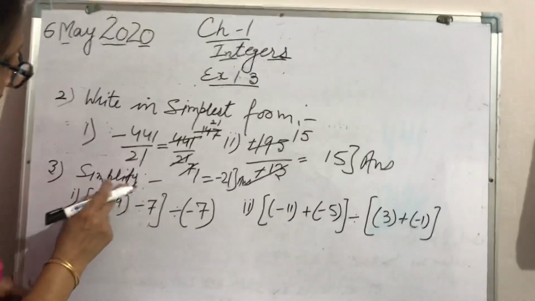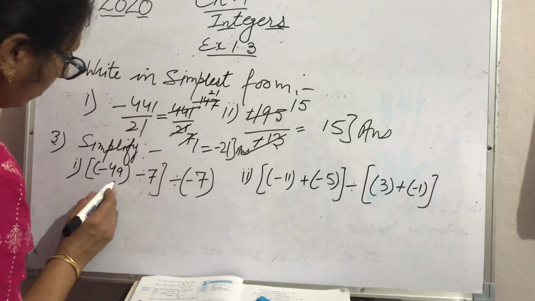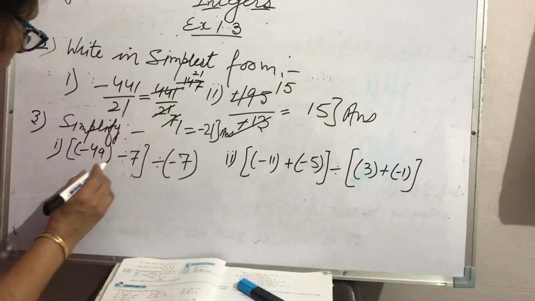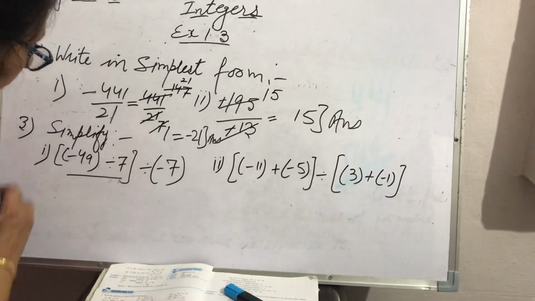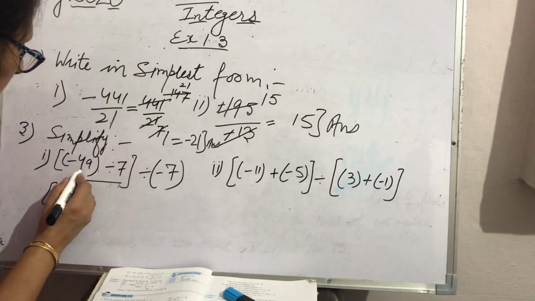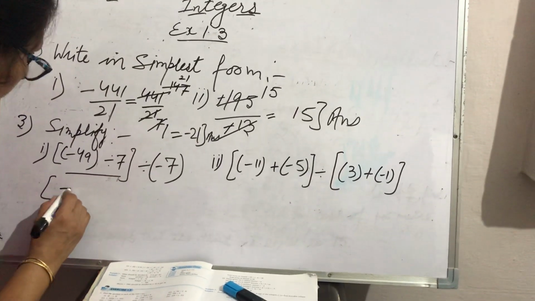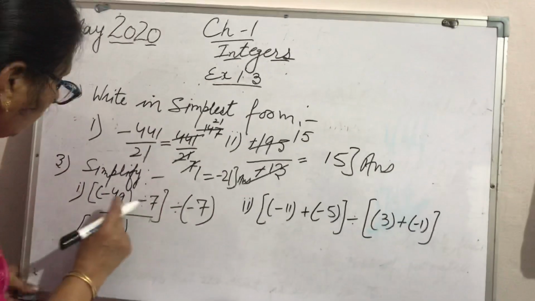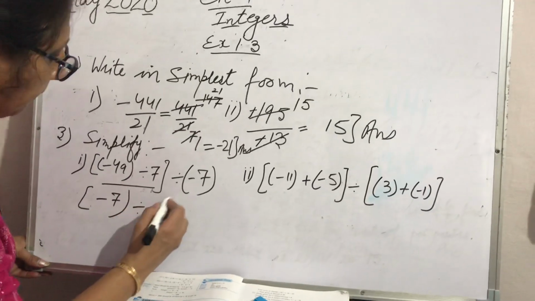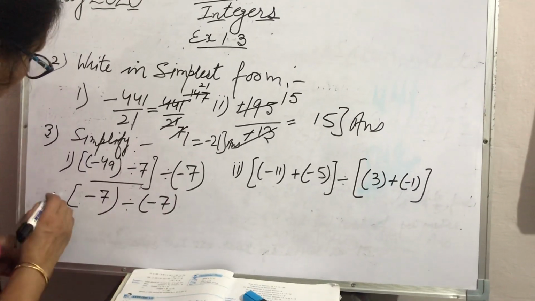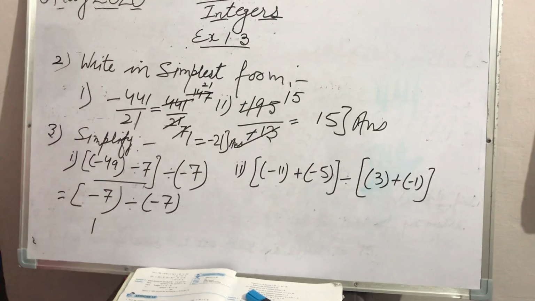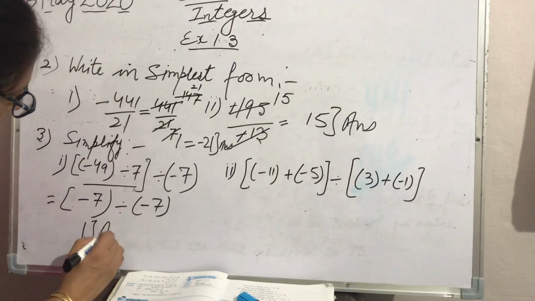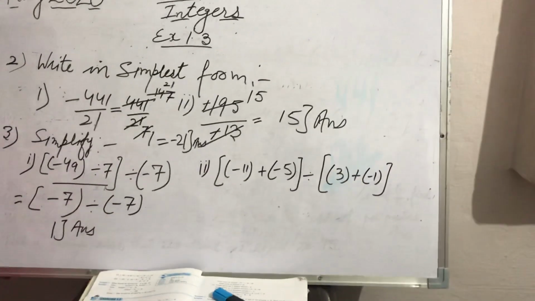Then we'll start third question of the same exercise. First part, simplify. Minus 49 divided by 7, divided by minus 7. So first of all, we'll solve inside the bracket. Minus 49 divided by 7, this will be minus 7, because only single sign is here, negative sign, and divided by again minus 7. Now 7 ones are 7, again dividend and divisor have same signs, so answer will be positive.